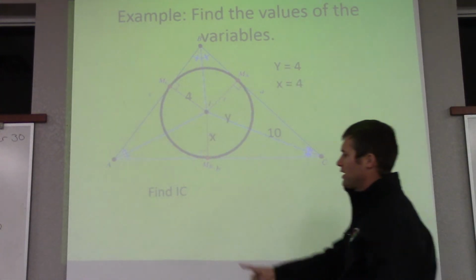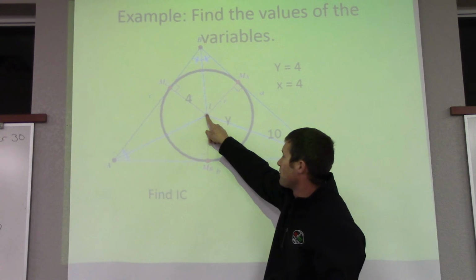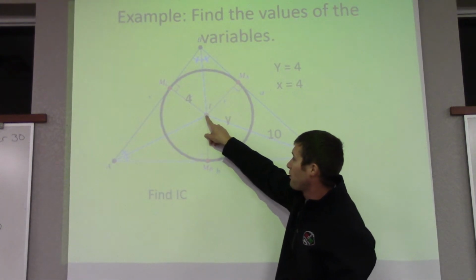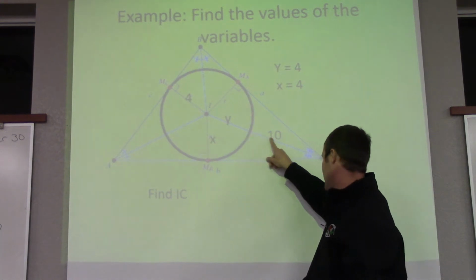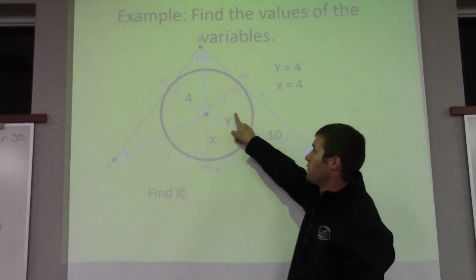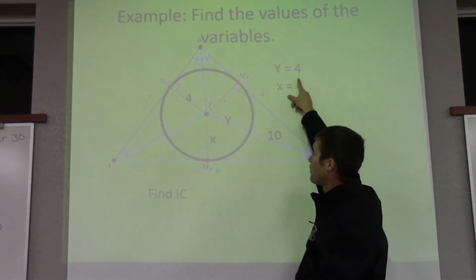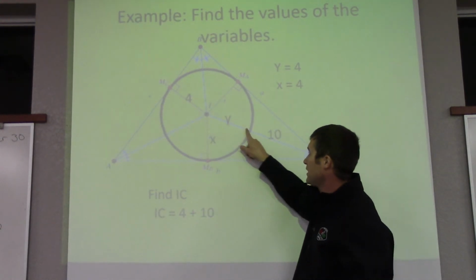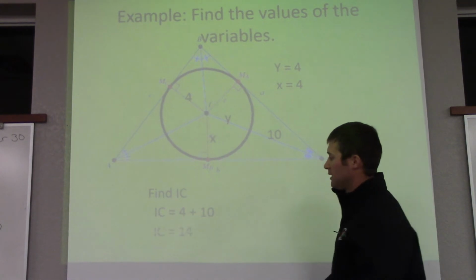Now we want to find, what is IC, the distance from I to C? Well, the distance from I to C is made up of y, and then this distance of 10. We already know what y is. Y was 4. So we would say IC is equal to 4 from here to here plus 10 more. So it'd be 14.